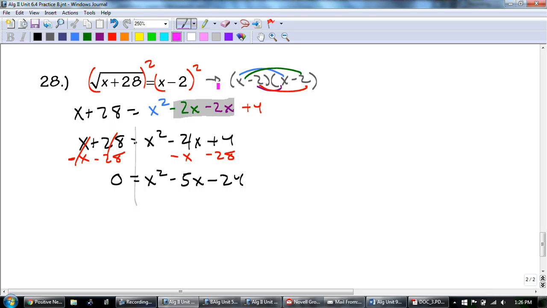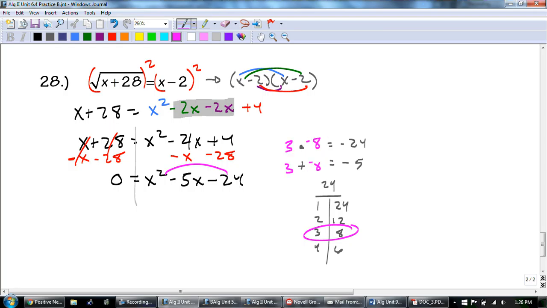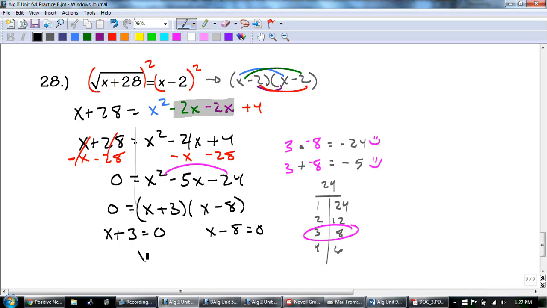And then I need to ask myself, what numbers multiply to negative 24 and add to get to a negative 5? And remember, if you don't know it, I would go off to the side, write down all of the factors so you find the combination that works. Remember, they have to work in both. So we get 0 equals x plus 3, x minus 8. Everything with a variable I set equal to 0 to get my answers of negative 3 and positive 8.